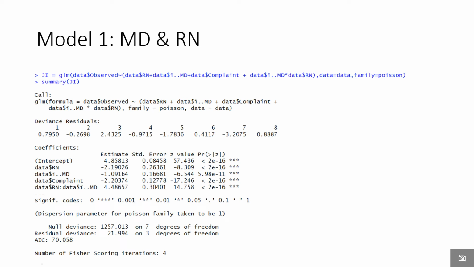The code used to determine joint independence is similar to the complete independence model. However, the association between 2 variables is added to the code. This is RN asterisk MD in this particular example. The results show that RN and MD are associated because they are statistically significant.